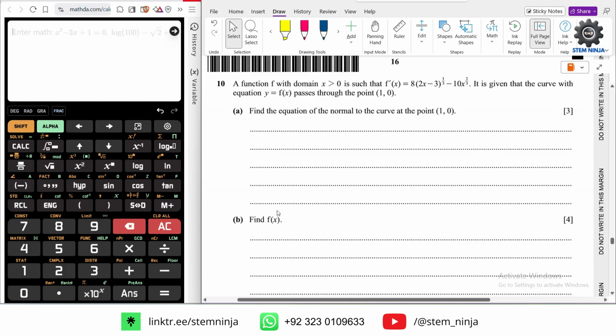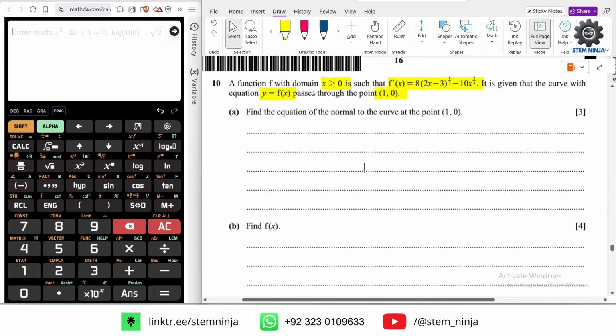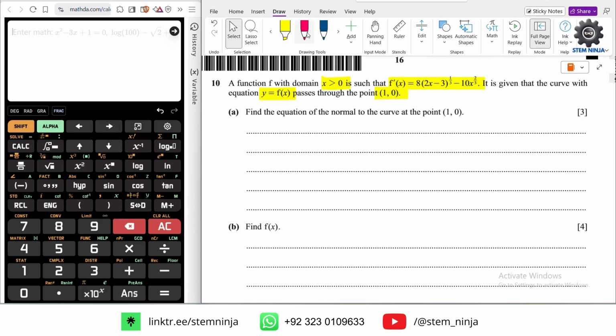Question number 10. A function f with domain x greater than 0, it is given that the curve with the equation y equals f of x passes through the point 1, 0. Find the equation of the normal to the curve at point 1, 0. Okay, we need to figure out what the gradient is at 1.